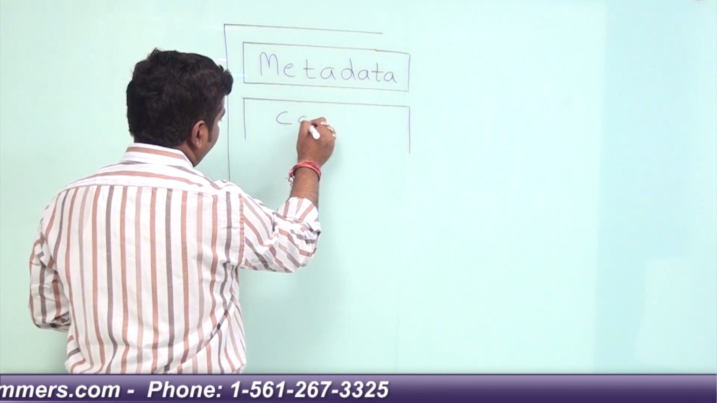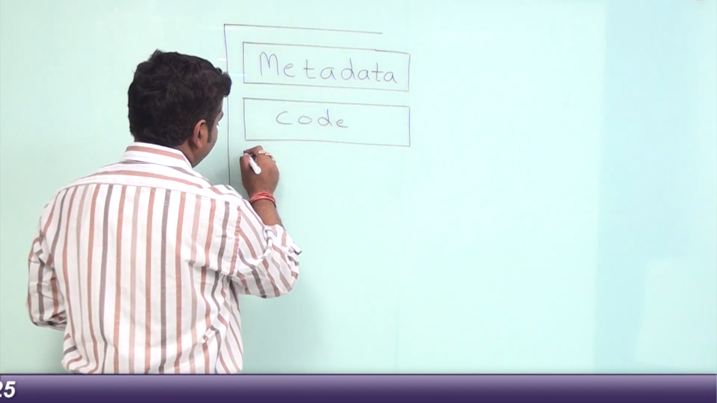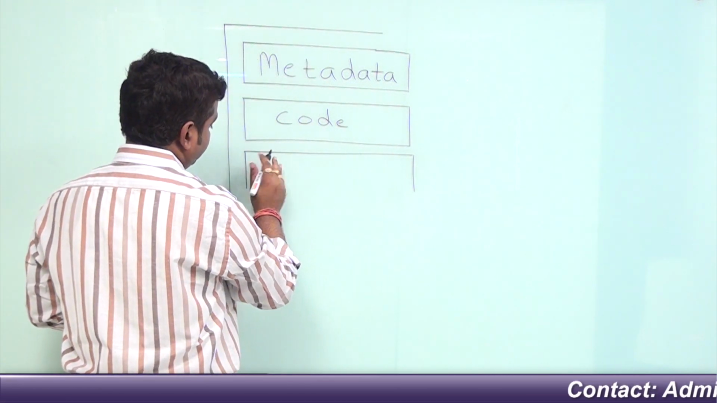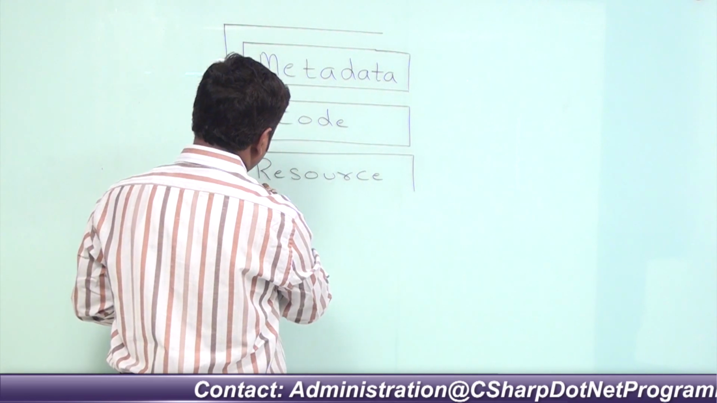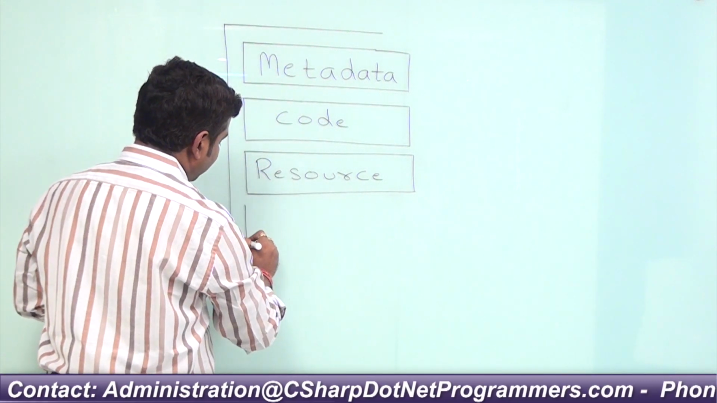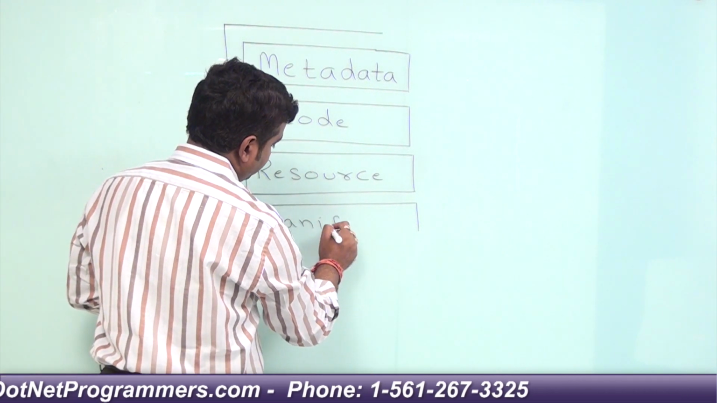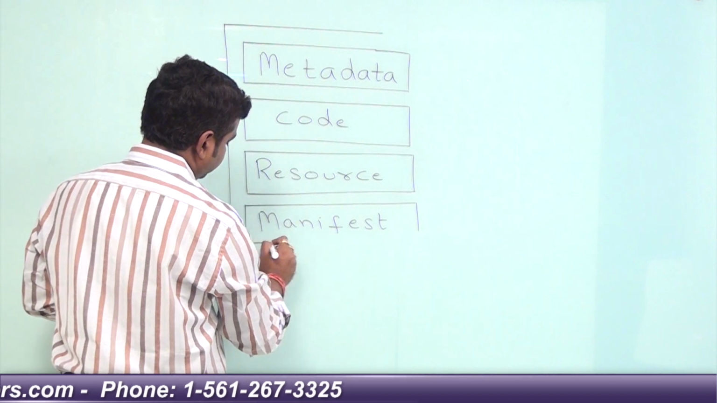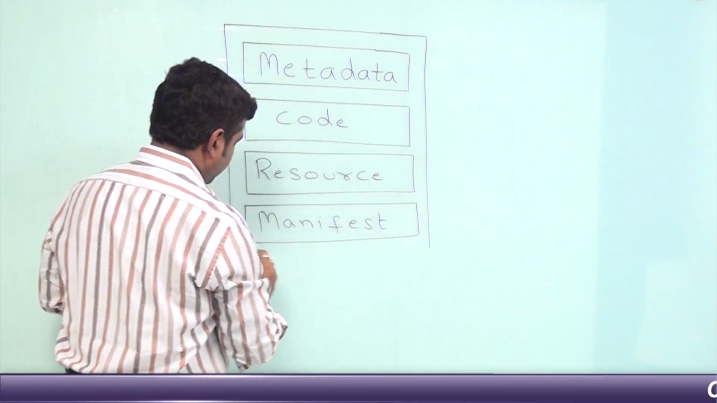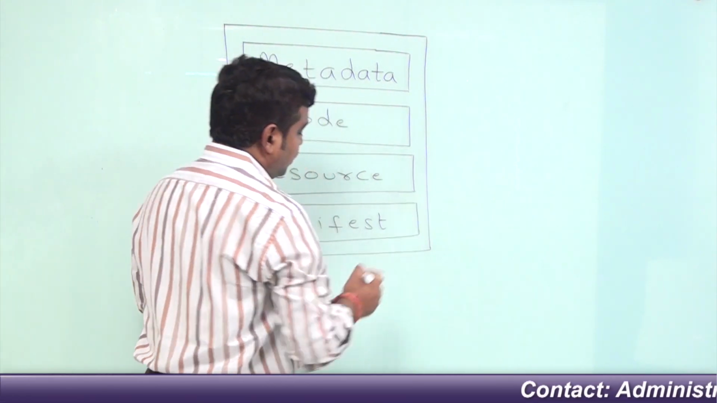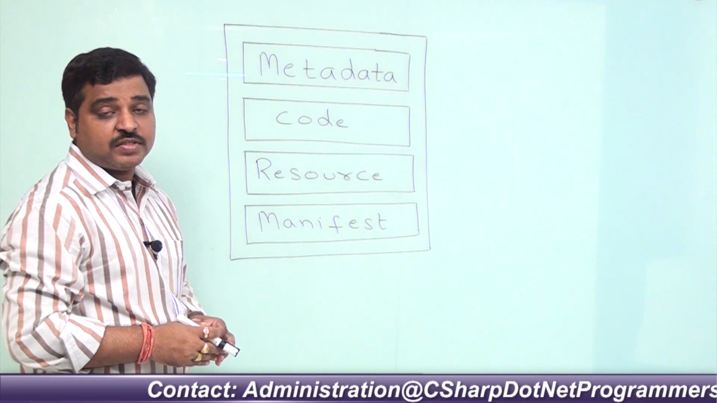An assembly consists of code. An assembly consists of resource. An assembly consists of manifest. So whenever I say an assembly consists of metadata, code, resource as well as manifest.